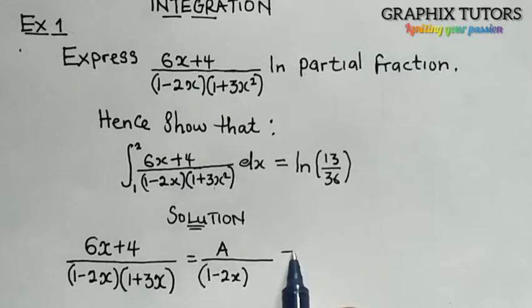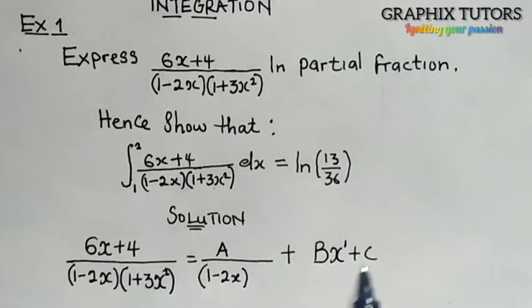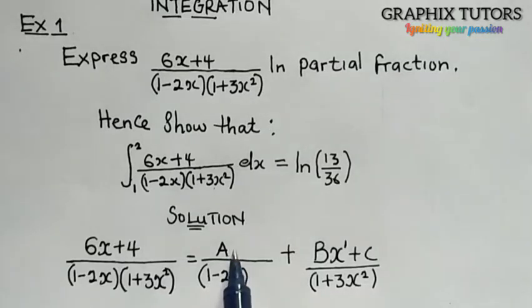Now plus B. Now you don't just write B, because this is 3x squared here, so the degree of x here will be 2, so you write Bx plus C, everything all over 1 plus 3x squared. So whenever you have the degree of x to be 1 here, the degree of x in front of A here will be to the power of what? 0.